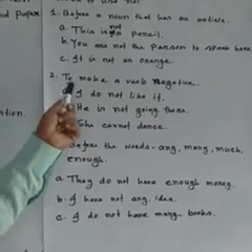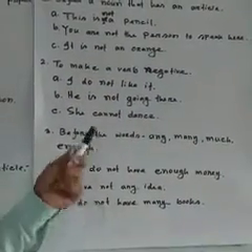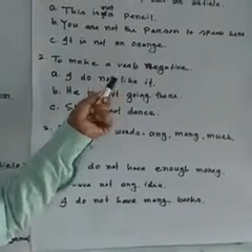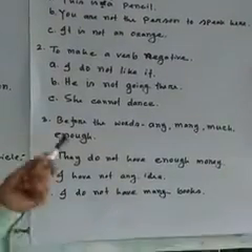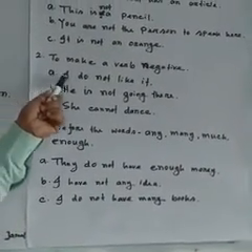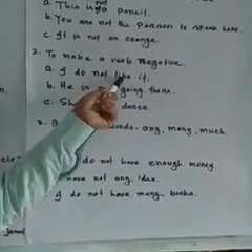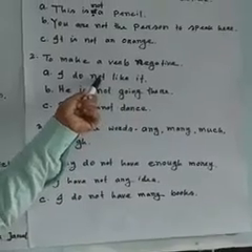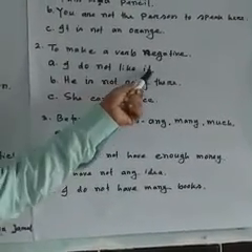Number 2, to make a verb negative. That is, to make a verb negative, you will have to use not. And look at the sentences here as example. Letter A, I do not like it. Like is verb, and to make this verb negative, not has been used. And the sentence, I do not like it.